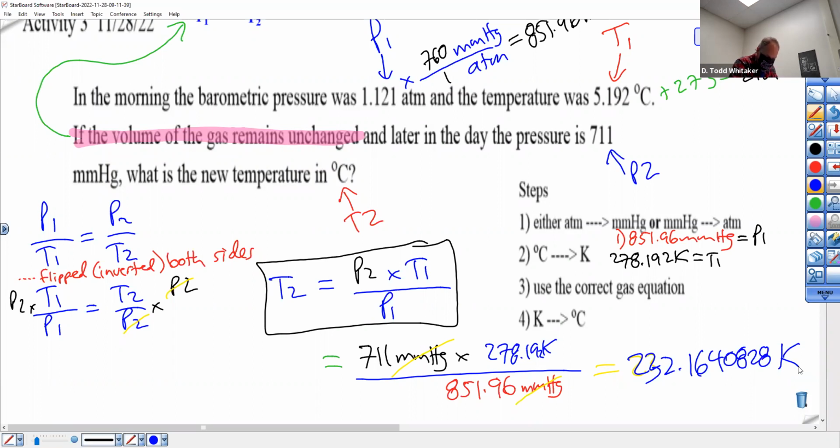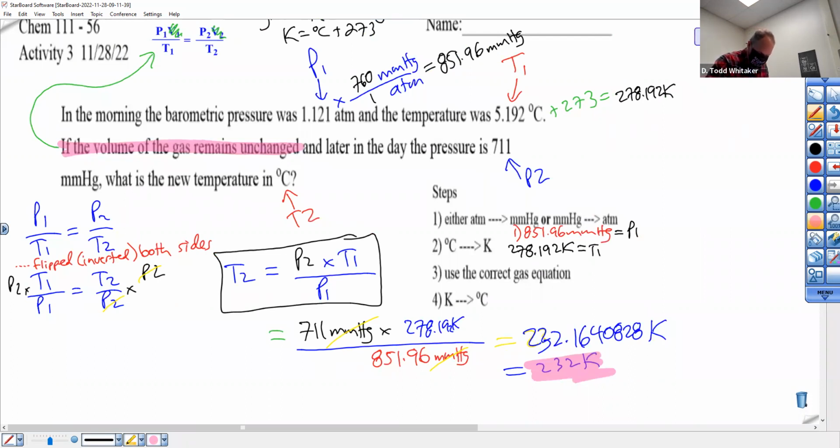Sorry, pressure went. It didn't make sense when I said it exactly backwards. It didn't make sense at all. Pressure went from 851 to a lower number, 711. Pressure reduced, temperature reduced. And we want 3 sig figs, 232. And there you have it. And save. And everything you need is there. And we're done.